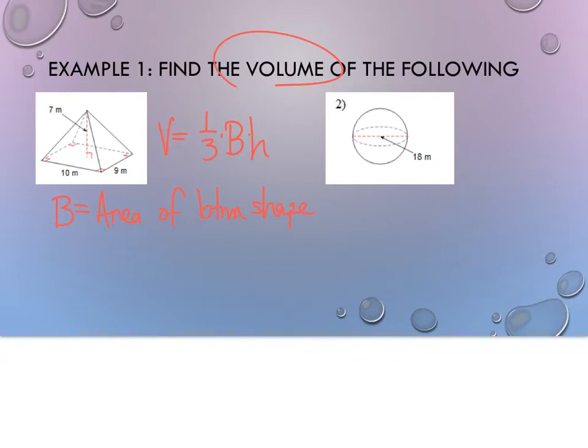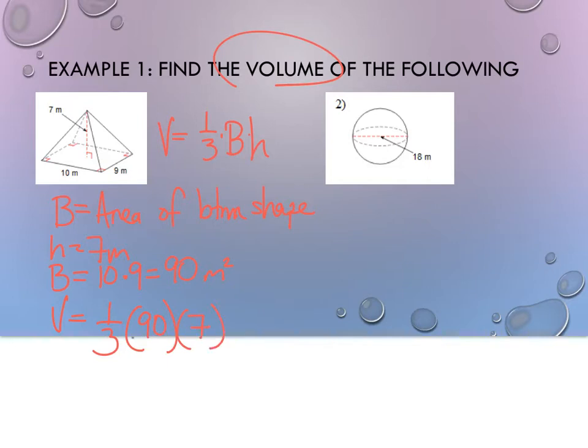So the first thing you should do is find that, write it out to the side, list your height also, and then plug things in. The height is 7 meters. Big B is, in this case, a rectangle shape, and to find the area of a rectangle, you would go 10 times 9. Length times width, 90 meters squared, because that's area. And now let's put it into our formula. 1/3 times big B times H.